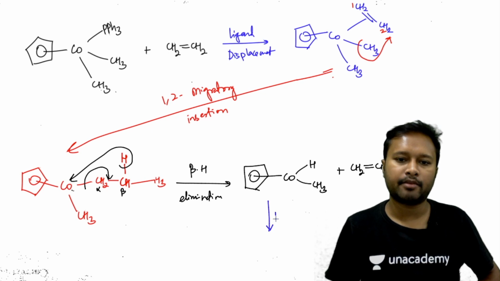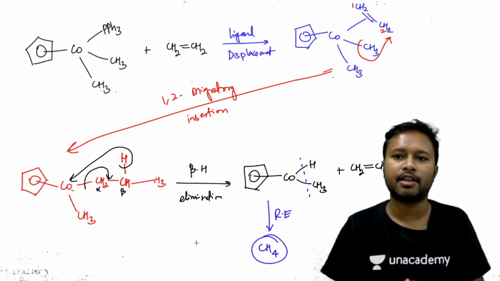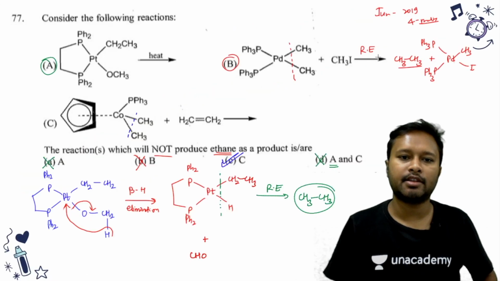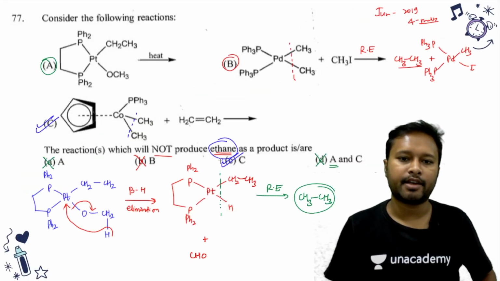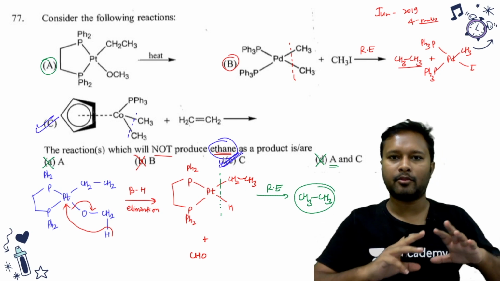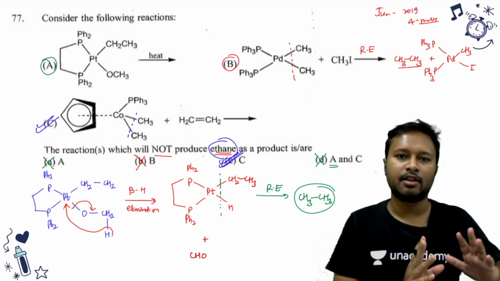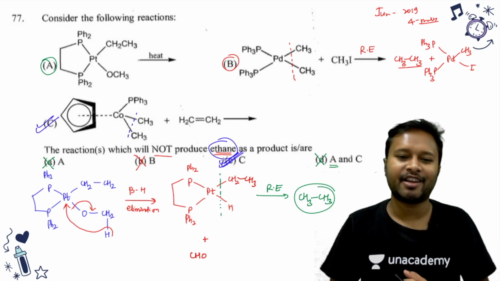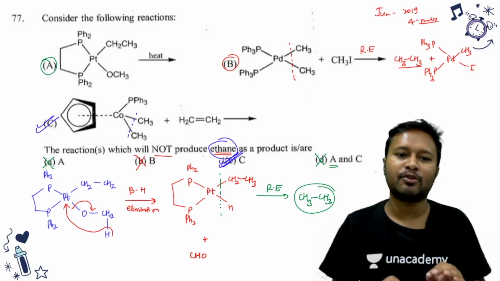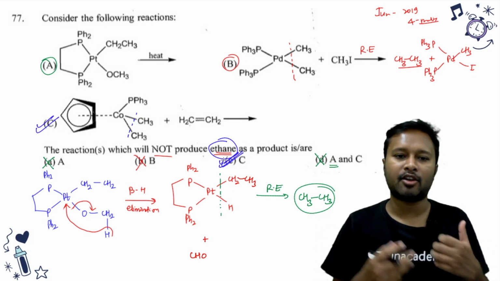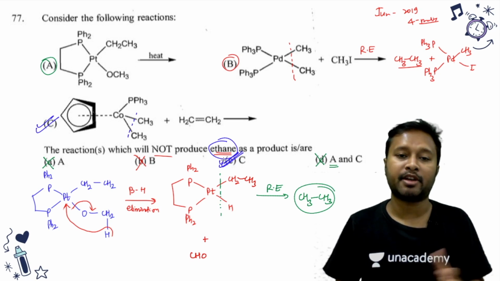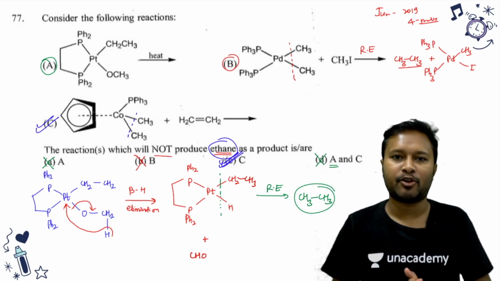In the last step, if I am doing reductive elimination, what will be formed as the final product? Basically methane, CH4, will be my final product, not ethane. In the question it was asked which will not produce ethane, so that's option number C, and that's your answer. Option number C is the correct option for this reaction. So this is how it has to be done. You have to be very good with reductive elimination and all the basic reaction mechanisms of organometallic compounds. You should be aware of all of them.